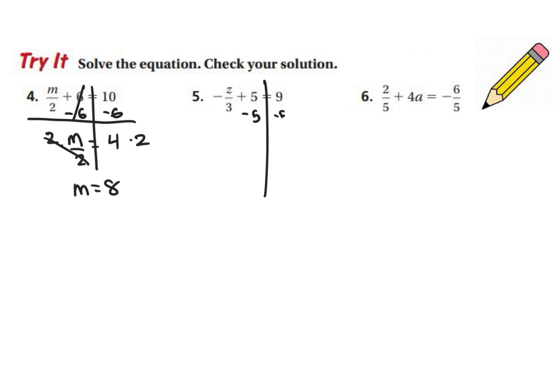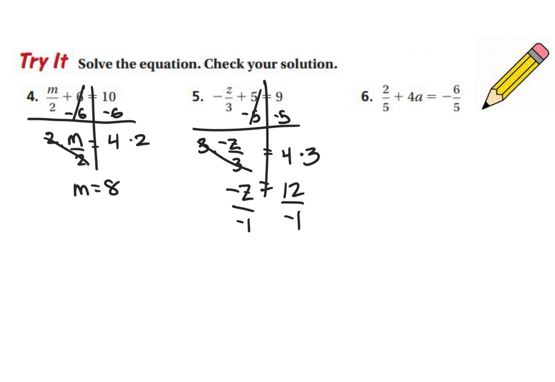Take away 5 from both sides. Negative Z over 3 equals 4. Times both sides by 3. You get negative Z equals 12. And now in this situation, you need to divide by negative 1. Negative Z divided by negative 1 is just Z equals negative 12.